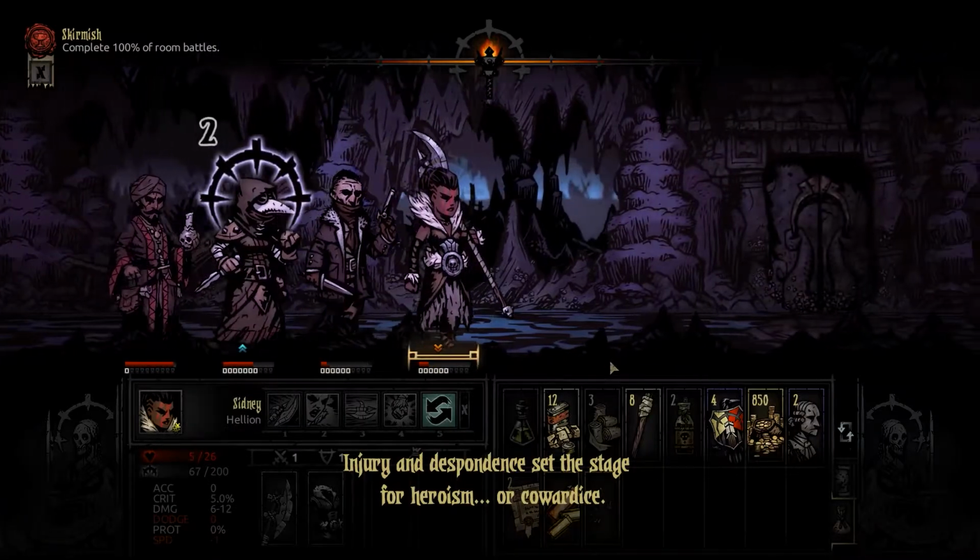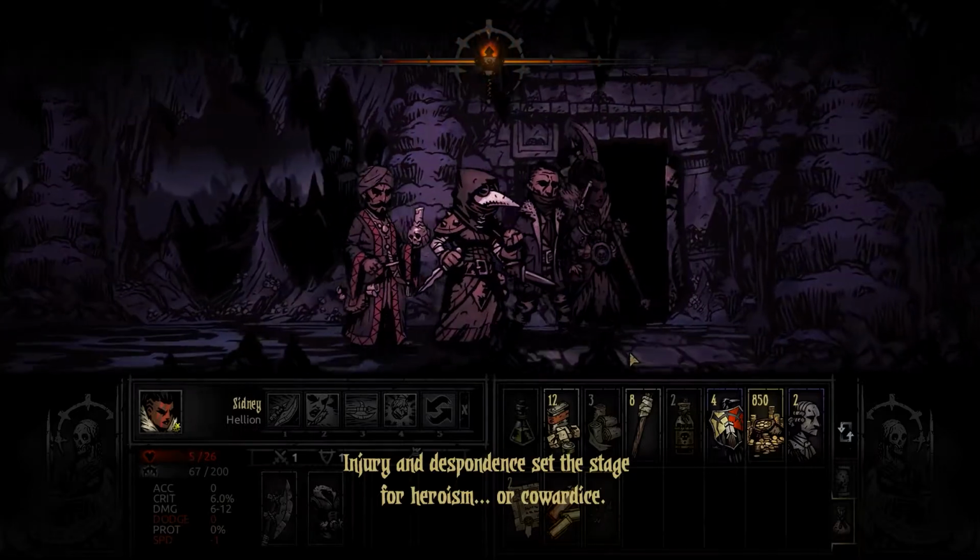Injury and despondence set the stage for heroism or cowardice.